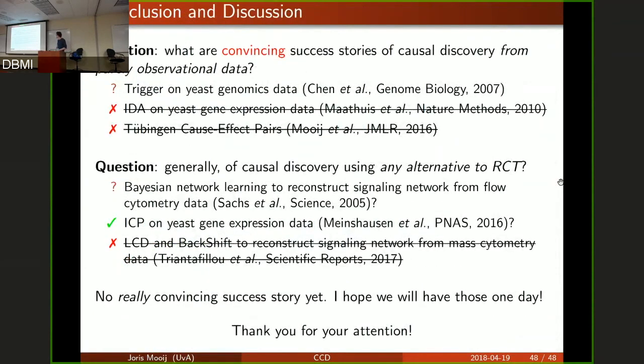So, conclusion, discussion of this list. Now I pose a more specific question: what are the convincing success stories? And, well, IDA is not convincing. This one is also not convincing. Trigger, we still have to look into that one. We are currently looking at whether the validation that they actually performed is somehow convincing. We're trying to match it up with the Kemmeren data, because now we have two data sets that we can match up, rather than having to rely on some bioinformatics database.